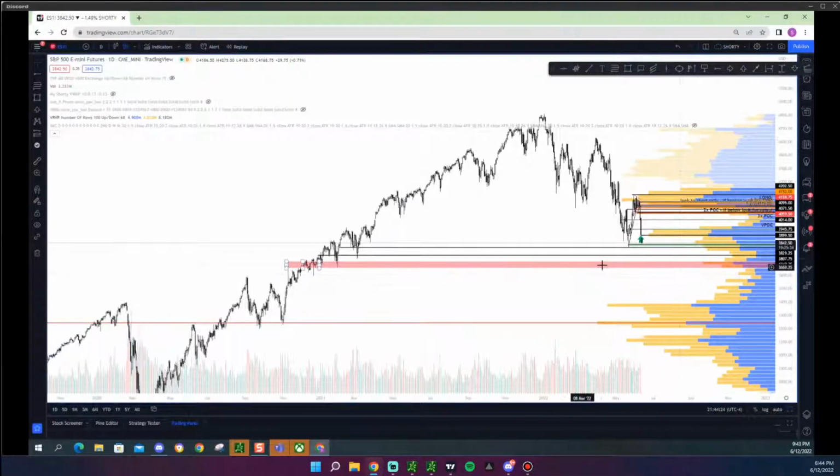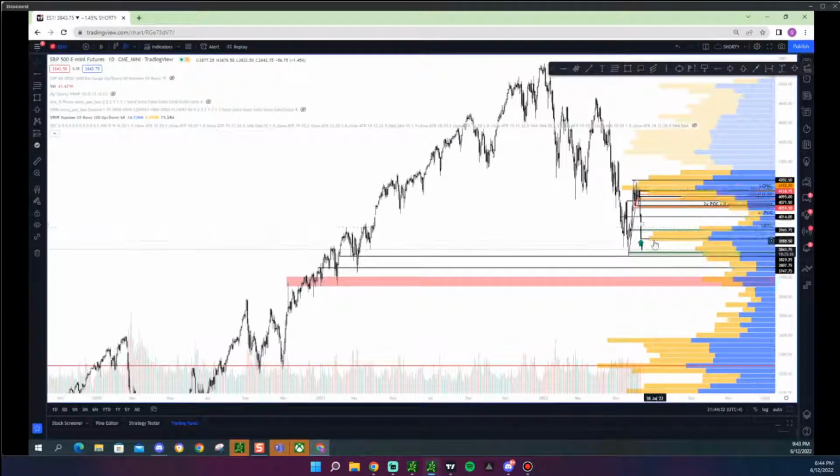So 3700s might be here. So we might get a little stop here in this area, and then if we break this level right here that we're on, well, where are we at right now? I guess 3820 breaks, man. We get a quick dump to 3700. I mean, that would be beautiful if they decide to do it before open.